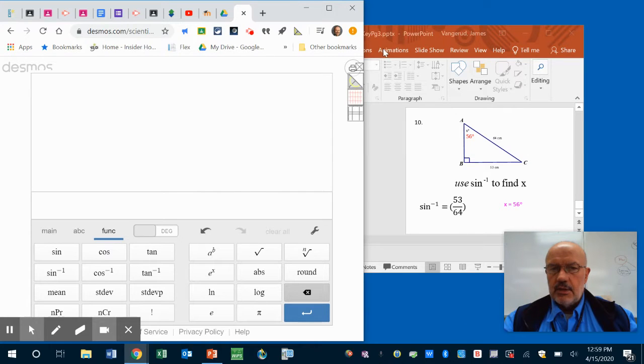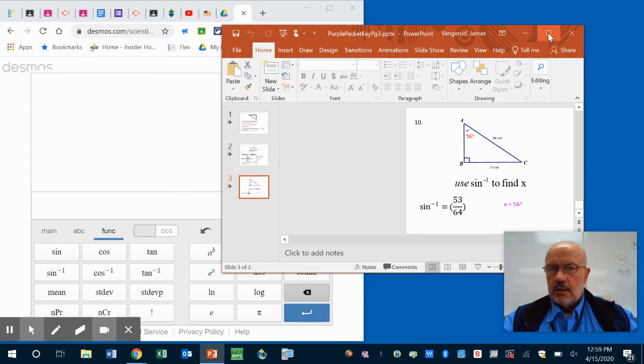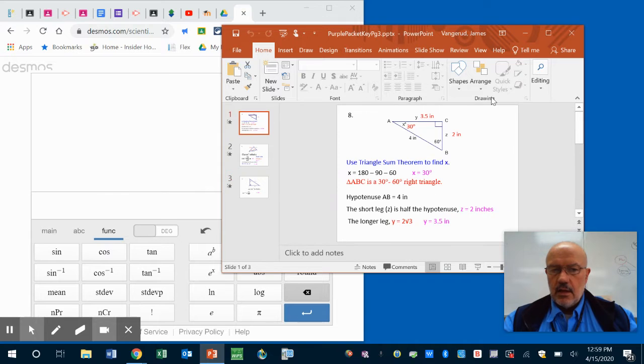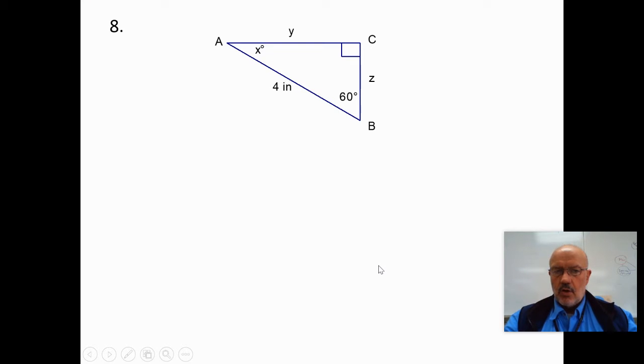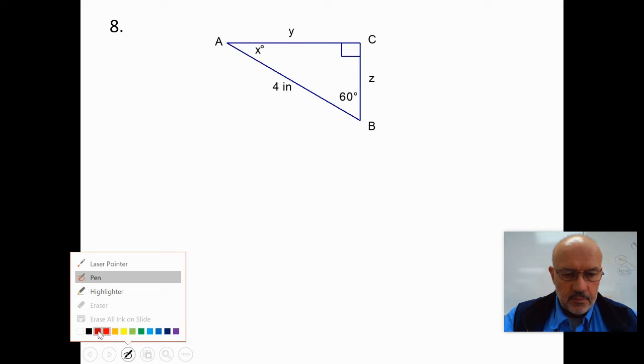Welcome back. This is page 3. So let's take a look at that. 8, 9, and 10 on this one. Okay, again, we have to find X, Y, and Z. So let's see if we can get this thing functional.